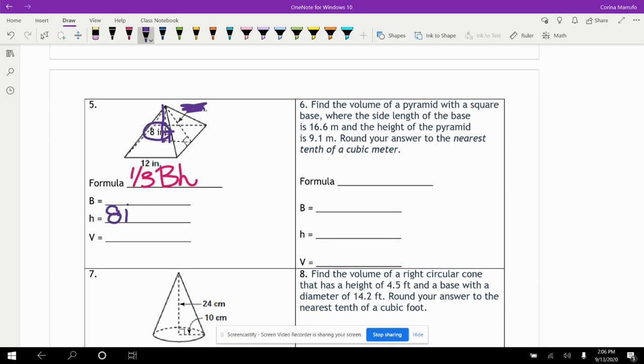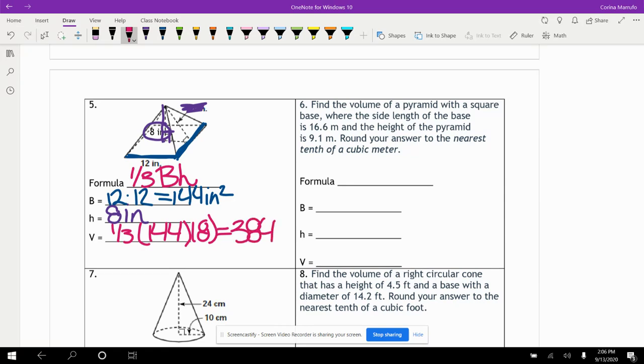So in this case, our height is 8 inches. And then this is 12 inches here, and since this is a square pyramid, this should also be 12 inches. So for a base, since it's a square pyramid, it'll be 12 times 12, which gives us 144 inches squared. Now we're ready to plug it into our formula. It's going to be 1/3 our big B, which stands for the area of the base, which is 144, times our height, which is 8. So 1/3 times 144 times 8 gives us 384. And our units are inches cubed.